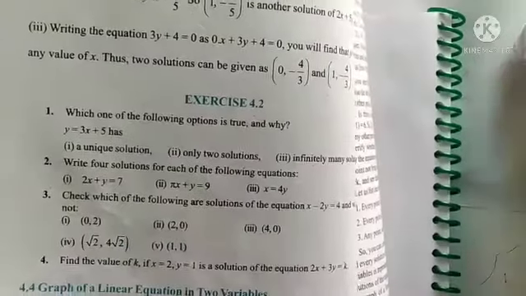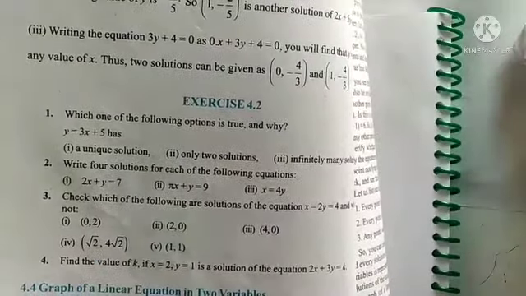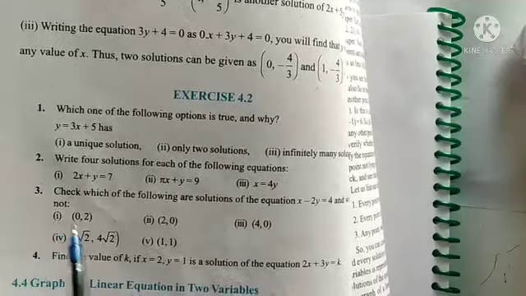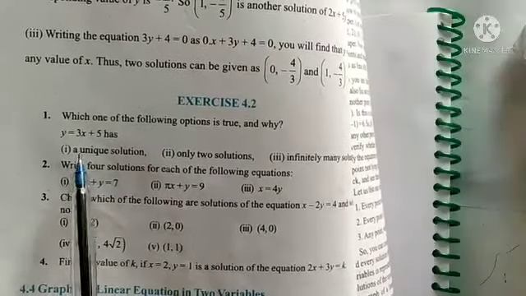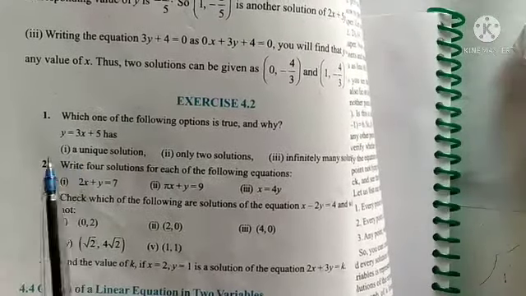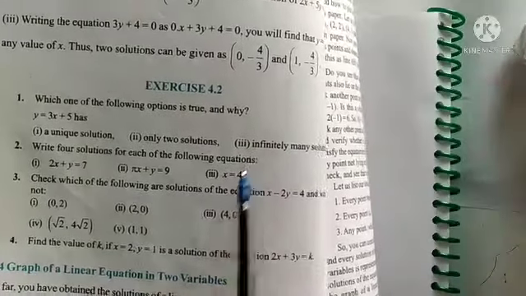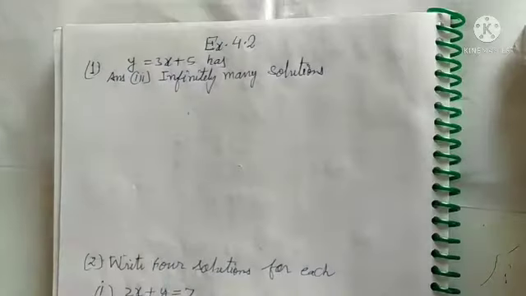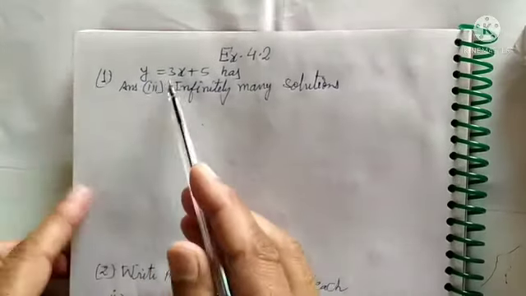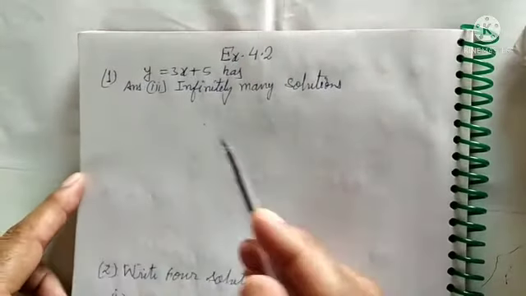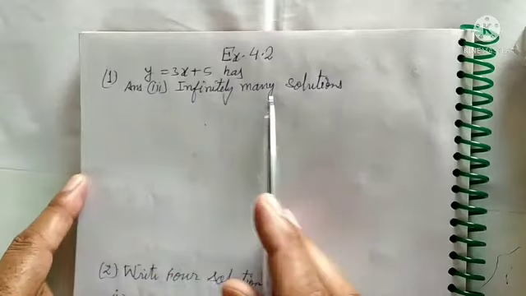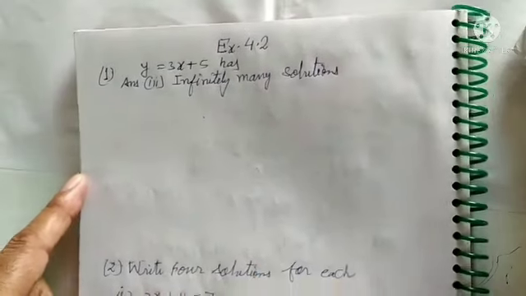So, dear students, when I taught you the basic concept of this chapter, I taught you that a linear equation in two variables always has infinitely many solutions. So the third option is correct. How am I going to prove it here? See, y is equal to 3x plus 5. The correct answer I have written already: infinitely many solutions. Now we will prove it.